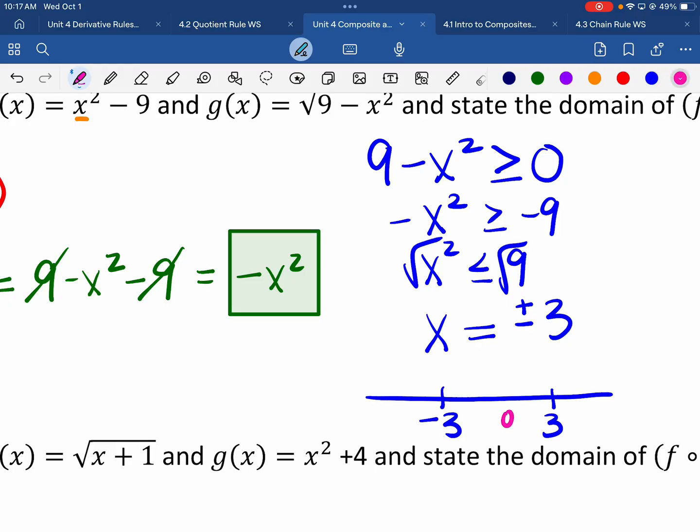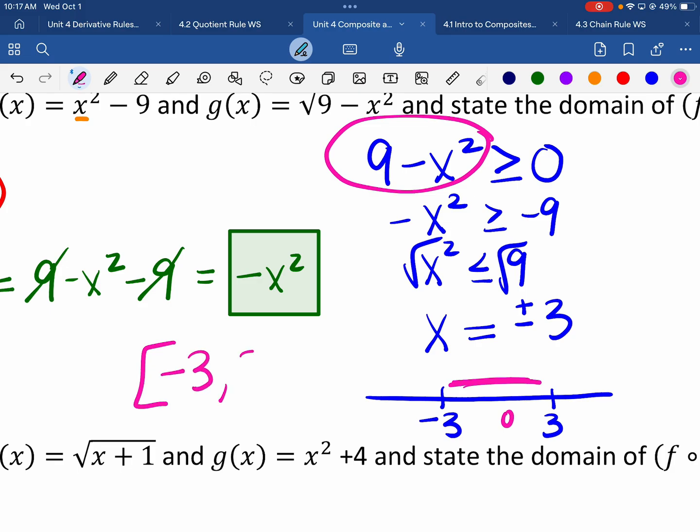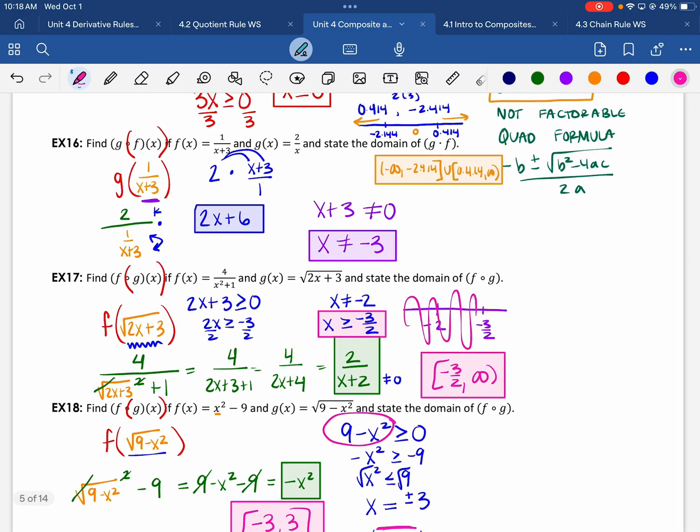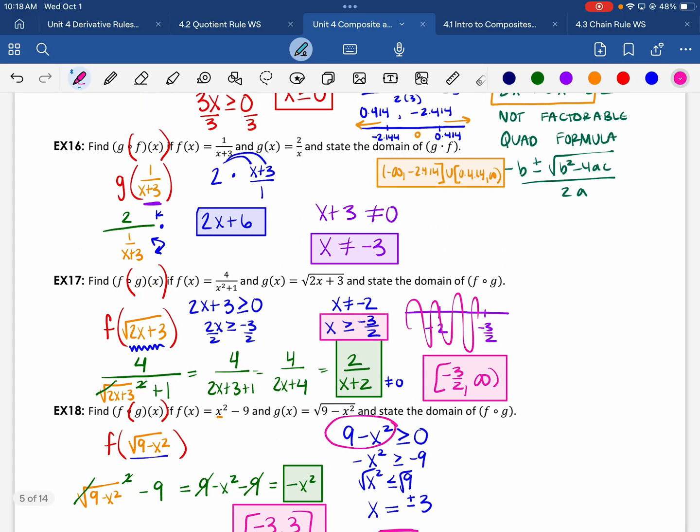So 0 is a good test number. It's right smack here in the middle. I'm going to go back up to my original. When I plug 0 in, what's 9 minus 0? 9. Is that greater than 0? Yes. And so my interval would be toward the 0. So my domain is going to be from -3 to 3. So see, sometimes with the domain, it does help to draw a number line and write it in interval notation. Sometimes on some of the easier ones, you can get away with just writing it as like x can't be -3.